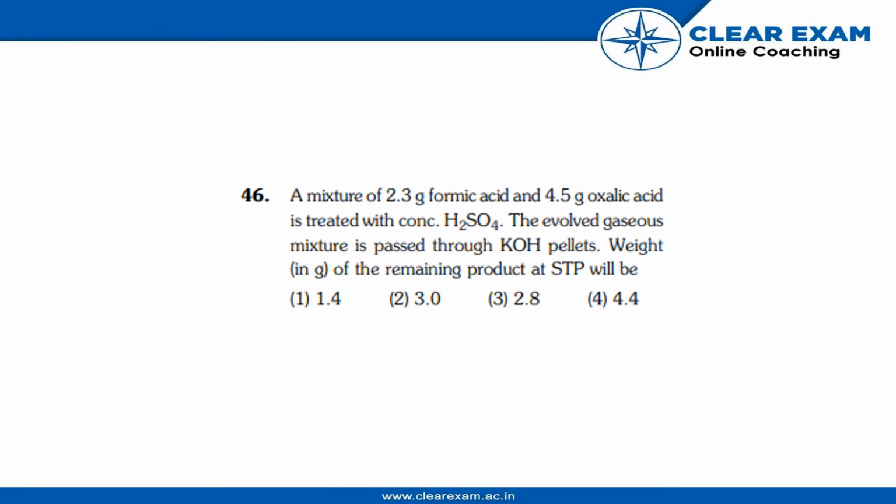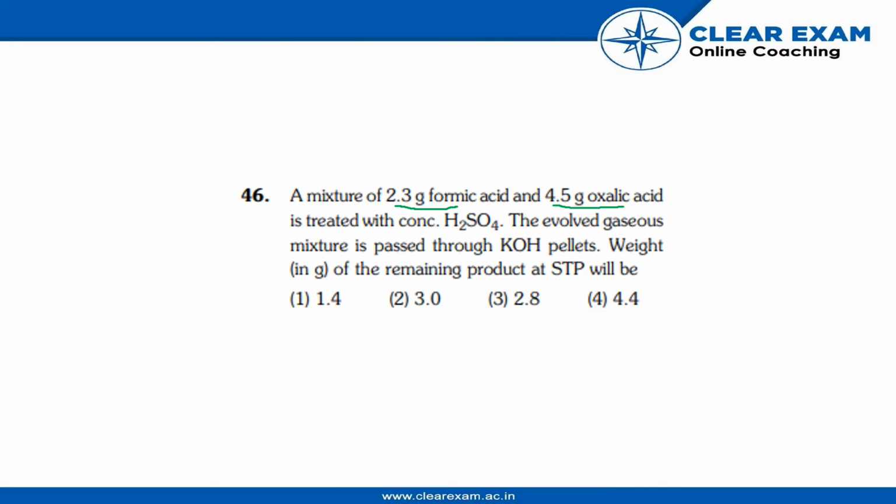Students, we would be discussing this question and its solution. The question says a mixture of 2.3 gram formic acid and 4.5 gram oxalic acid is treated with concentrated H2SO4. The evolved gaseous mixture is passed through KOH pellets. Weight in gram of the remaining product at STP will be.